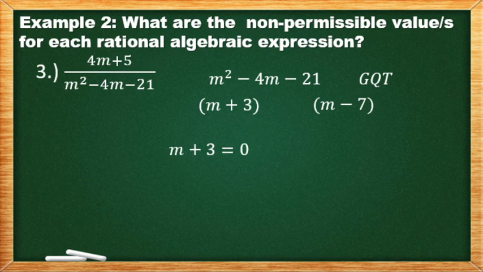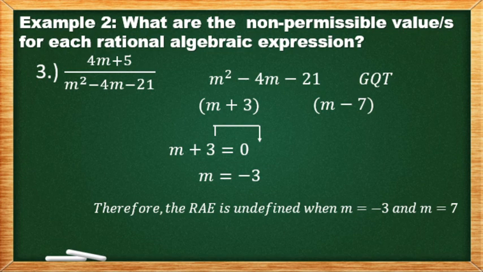So, same method. Transpose 3. Magiging m is equal to negative 3. Then, m minus 7 is equal to 0. So, transpose 7. So, m is equal to 7.